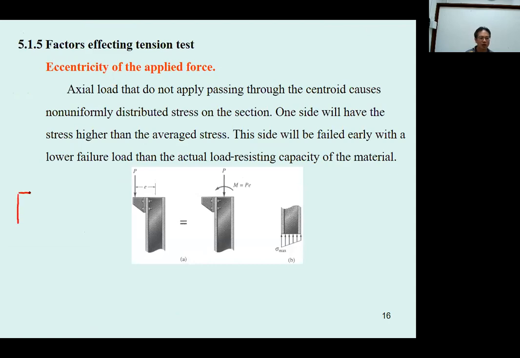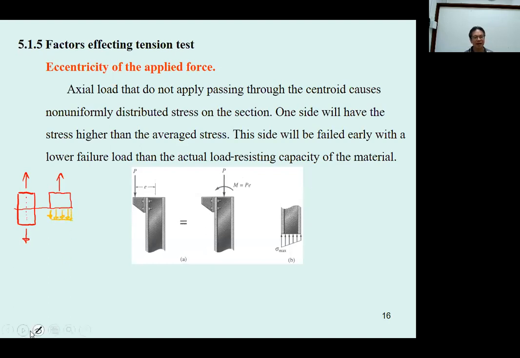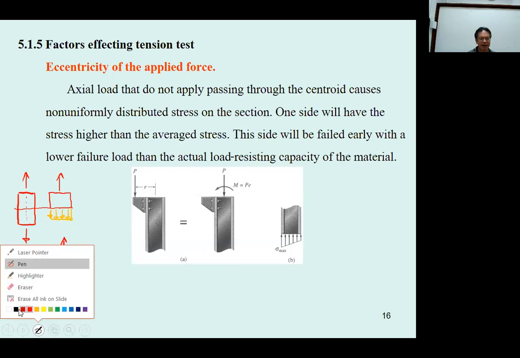In the tension test, we expect the tensile force to pass through the centroid of the specimen and cause the stress to be evenly distributed across the material points. This is the theoretical one. If the force is not at the centroid of the specimen, then when you cut this specimen, you will have internal moment and internal forces.